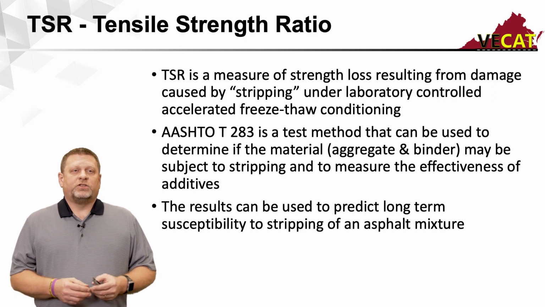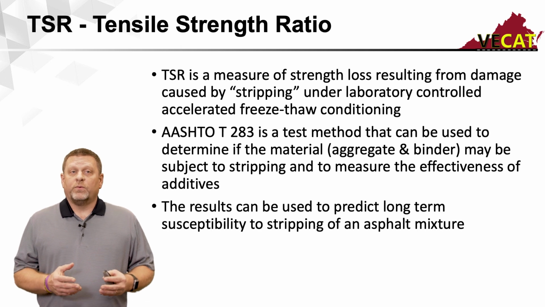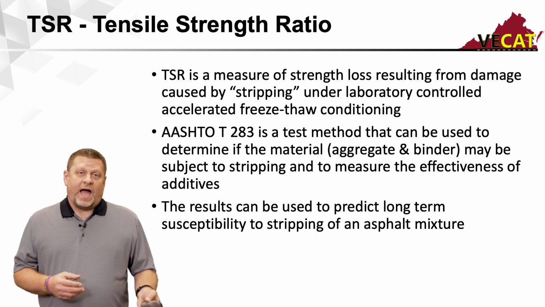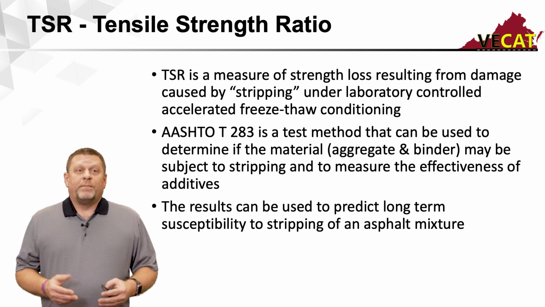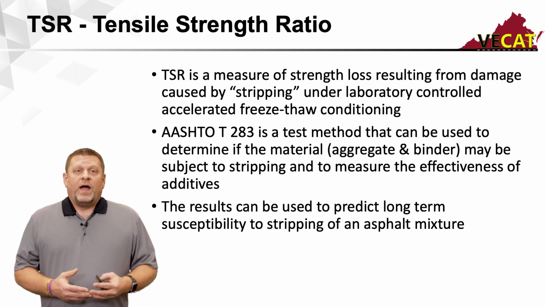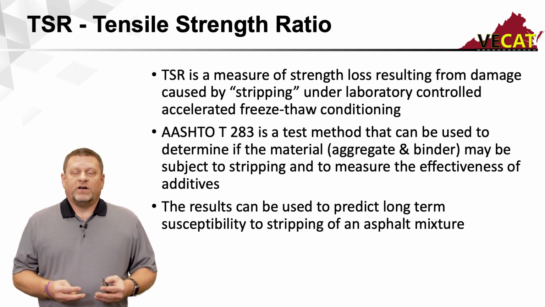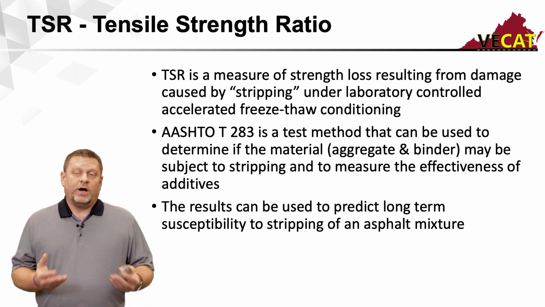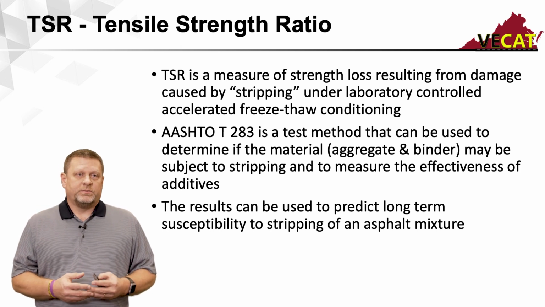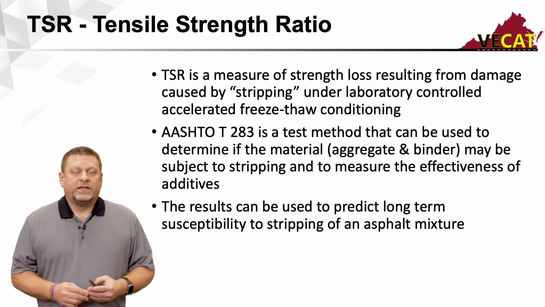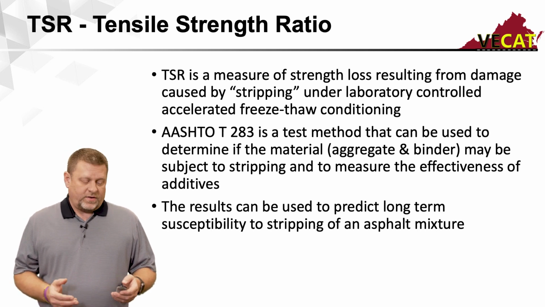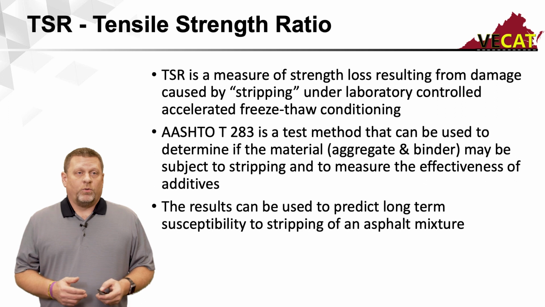T283. This test method is used to determine if the material, when I say material, I'm talking about the aggregate and the binder, may be subject to stripping, and to measure the effectiveness of additives that can help improve stripping potential of these materials. These results can also help predict long-term susceptibility to stripping of an asphalt mixture during its performance in the pavement.